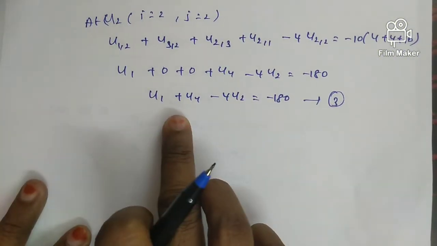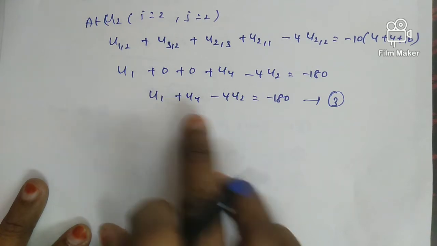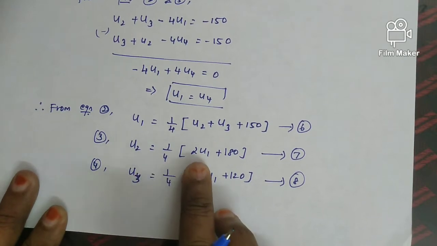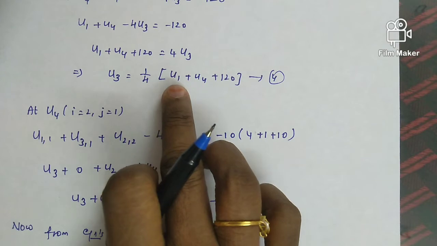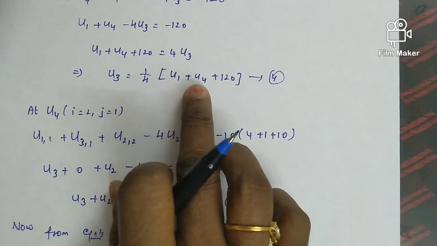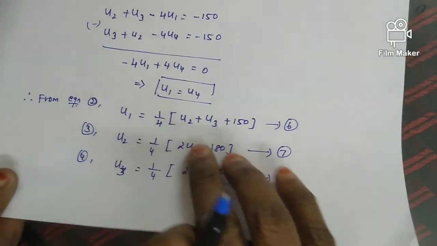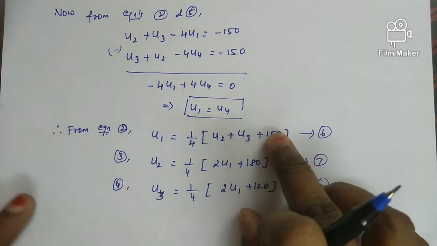In this one, look at this: u1 equal to u4 means this will become either 2u1 or 2u4. We can take it like that. So substituting in this one, we get our second answer, u2 equal to 1 by 4 (2u1 plus 180). Likewise, for u3, from equation 4, here also we can put u1 equal to u4. Substituting that, we get u3 equal to 1 by 4 (2u1 plus 120). Now we are going to use these equations only for iteration.